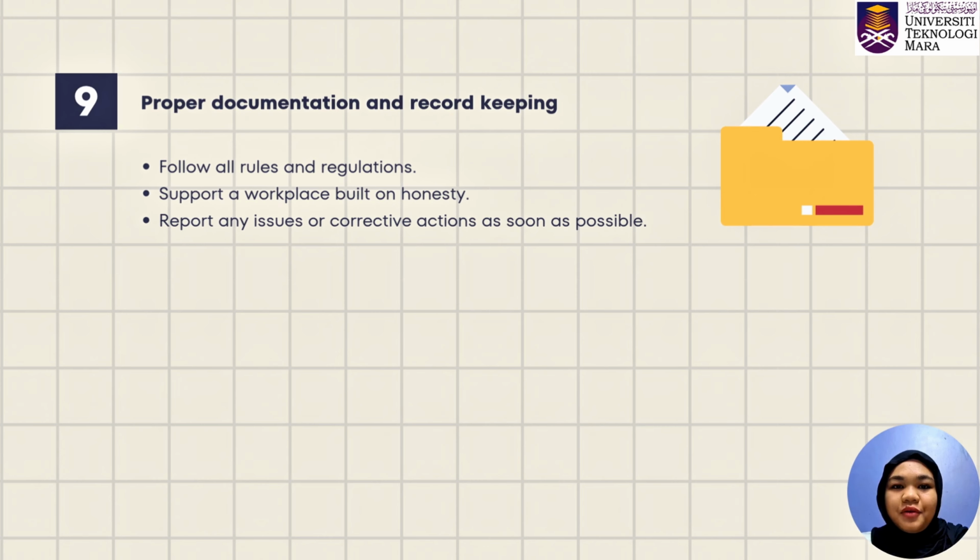Number 9. Proper documentation and record keeping. Follow all rules and regulations. Support a workplace built on honesty. Report any issue or corrective action as soon as possible.